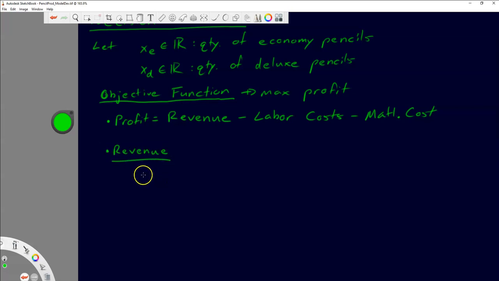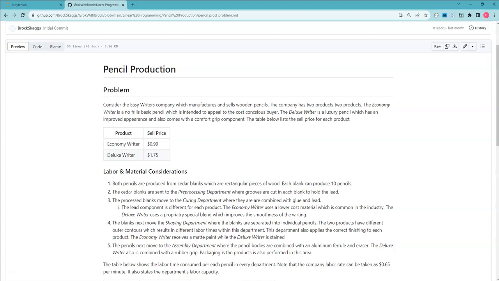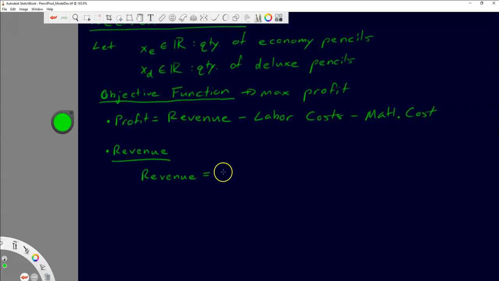So revenue here is equal to something. Well, if I look back at my problem statement, I have the unit selling price for the economy writer and the unit selling price for the deluxe writer. So if I say, hey, I'm going to sell X sub E number of economy writers, the total revenue generated for that would be 0.99 X sub E. And then the same thing for the deluxe writers, it would be 1.75 X sub D. And so we want to sum that for the total revenue generated. So writing that out, it'd be 0.99 X sub E plus 1.75 X sub D.